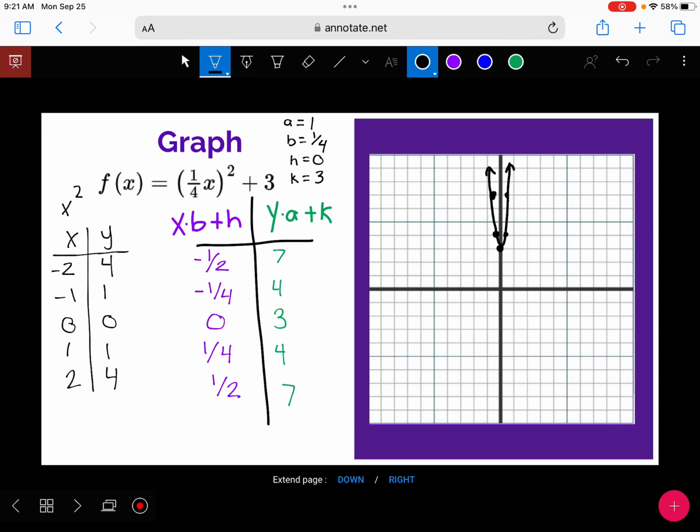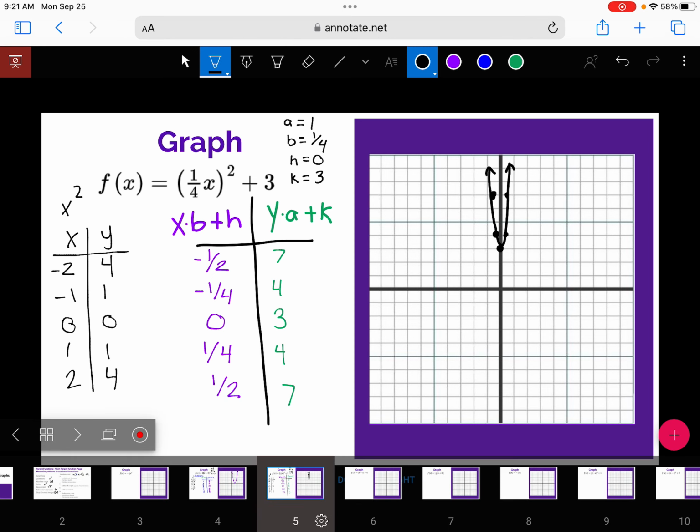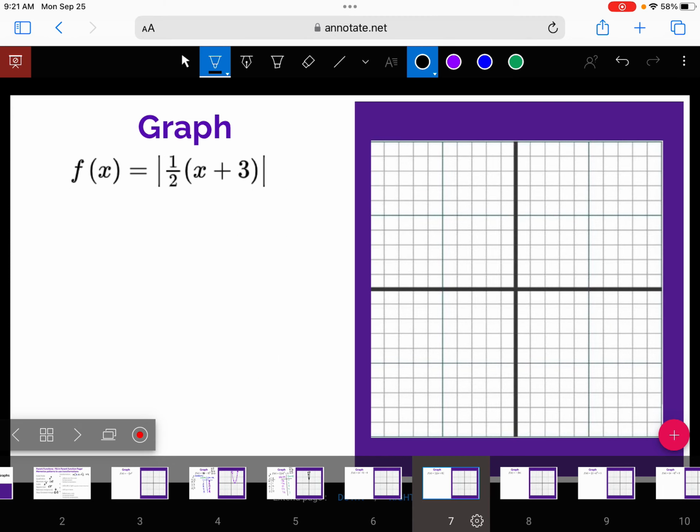How we feeling on our parabolas? We've worked with parabolas for a long time. We should be hopefully okay. That's why I started with our parabolas. Let's see. Let's do this one.